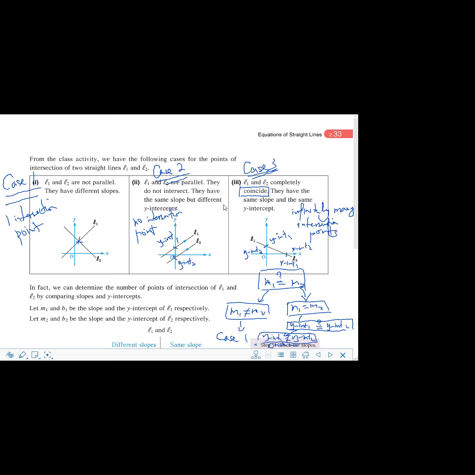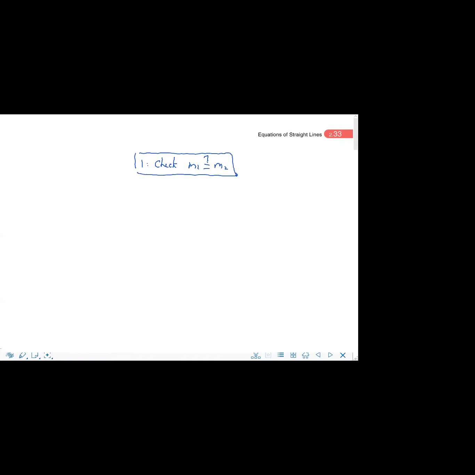Case 2. And if they are equal, y-intercept 1 is equal to y-intercept 2, then this is case 3. Okay, maybe you cannot see it, so I will write it again. You may want to copy this down. So for L1 and L2, two straight lines, first check whether M1 is equal to M2 or not. And then there will be two cases.